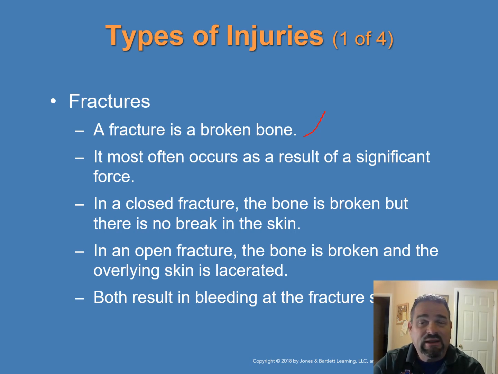Both open and closed fractures injure adjacent soft tissues. This results in bleeding at the fracture site. Fractures can injure nearby nerves and also blood vessels as well.